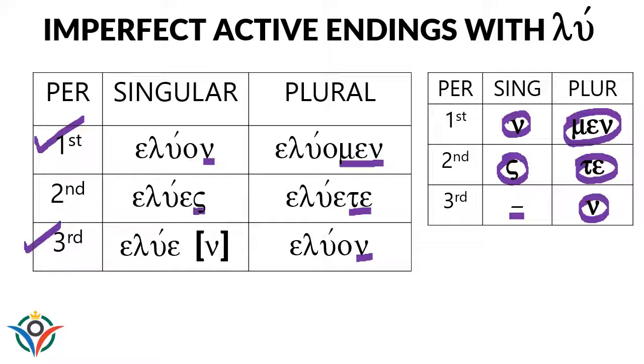Also remember that because we are dealing with secondary endings, which tells us about an action that took place in the past, we need to include the augment. Right, so that's why we have the epsilon at the front of the stem being lu once again. And then we also have our connecting vowels, the omicron or the epsilon. You'll notice there with the third person singular that the actual ending is the connecting vowel, but sometimes, depending on whether the following word begins with a vowel or a consonant, it's going to take a movable nu.